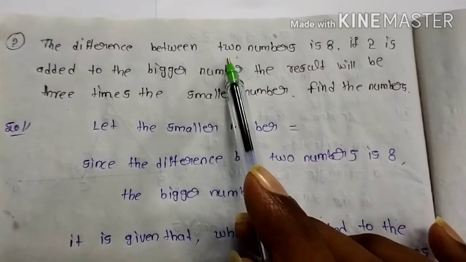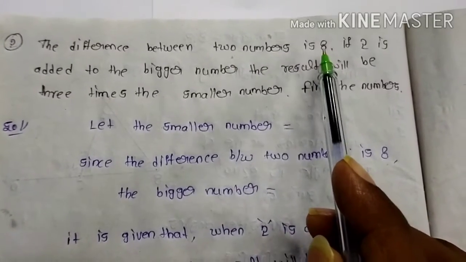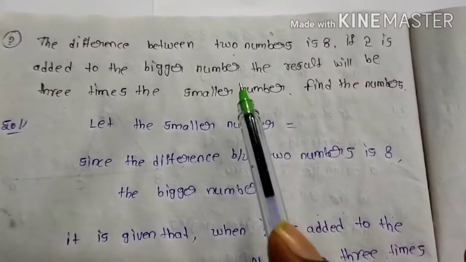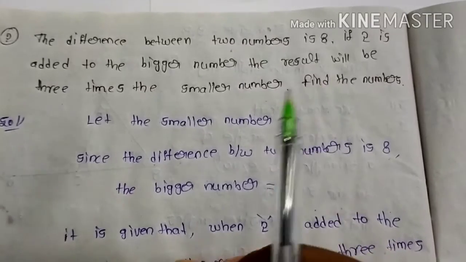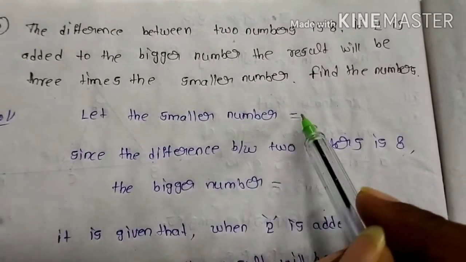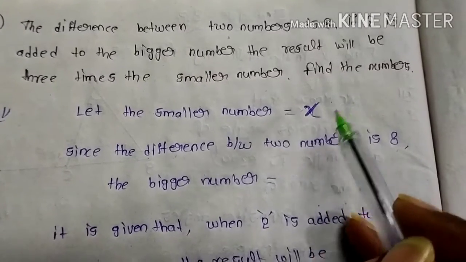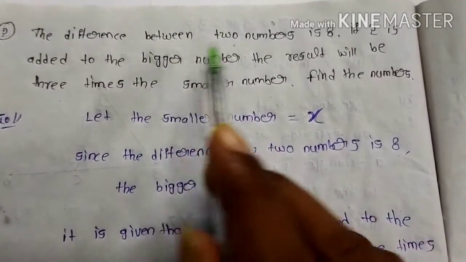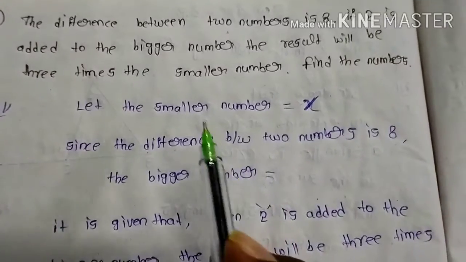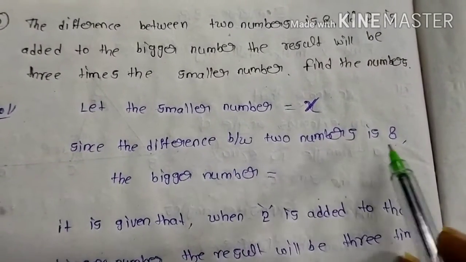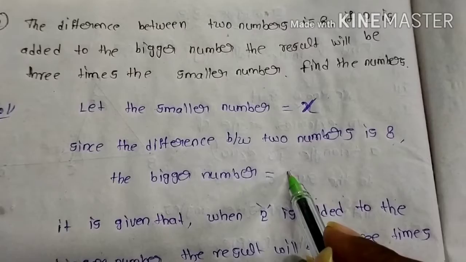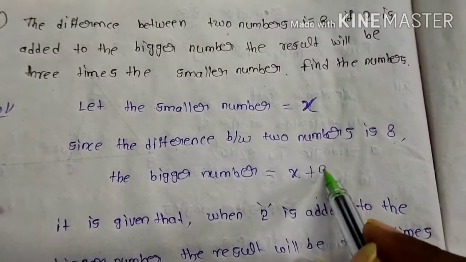The difference between two numbers is how much? 8 only. That means, if I don't know which numbers I am taking, first I will take it. Let the smaller number be x. But they have given that the difference between two numbers is 8. So since the difference between two numbers is 8, the bigger number will be equal to x plus 8. Yes or no?